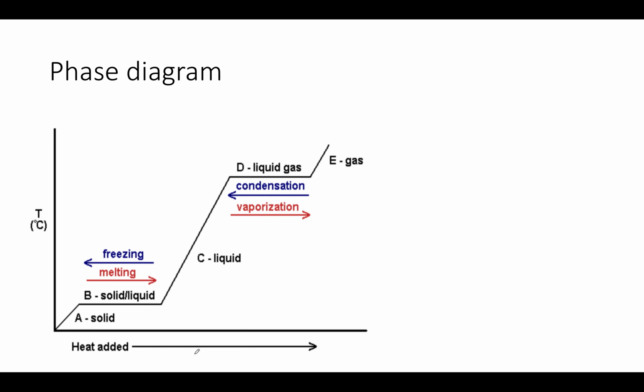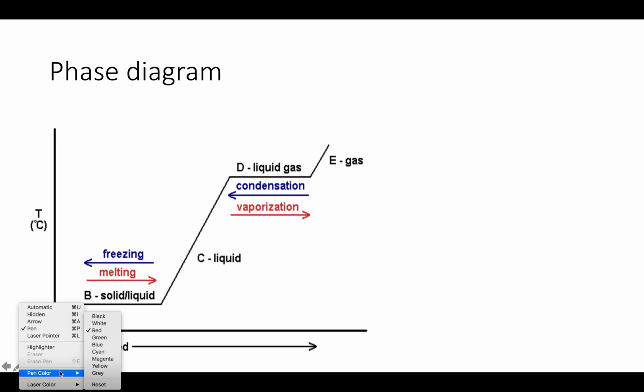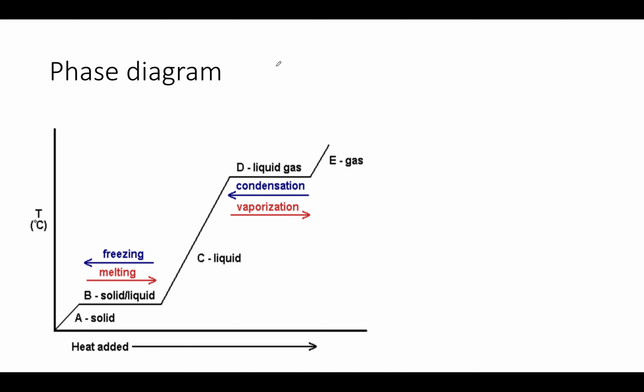Well, a phase diagram is showing us the conversion of a substance, any substance, water, ethanol, some substance, going from a solid to a liquid to a gas. So there's three phase changes. So in a phase diagram, you're going from a solid to a liquid to a gas.